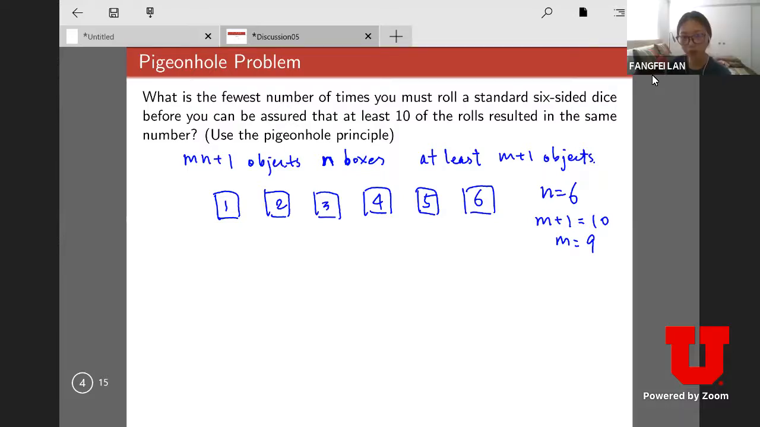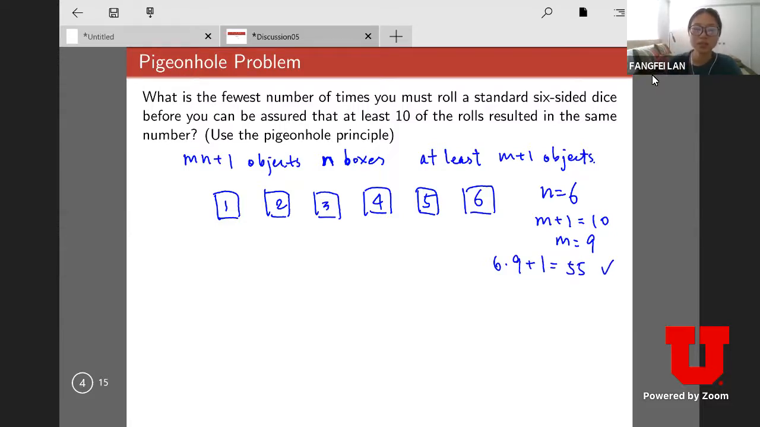So now what do we do? How many rolls do we need? Any ideas? We have m and n already. How many rolls do we need? That means, basically, in this case, how many objects. 6 times 9 plus 1. Yep, 6 times 9 plus 1. That's exactly true. So we get 55. Yep.